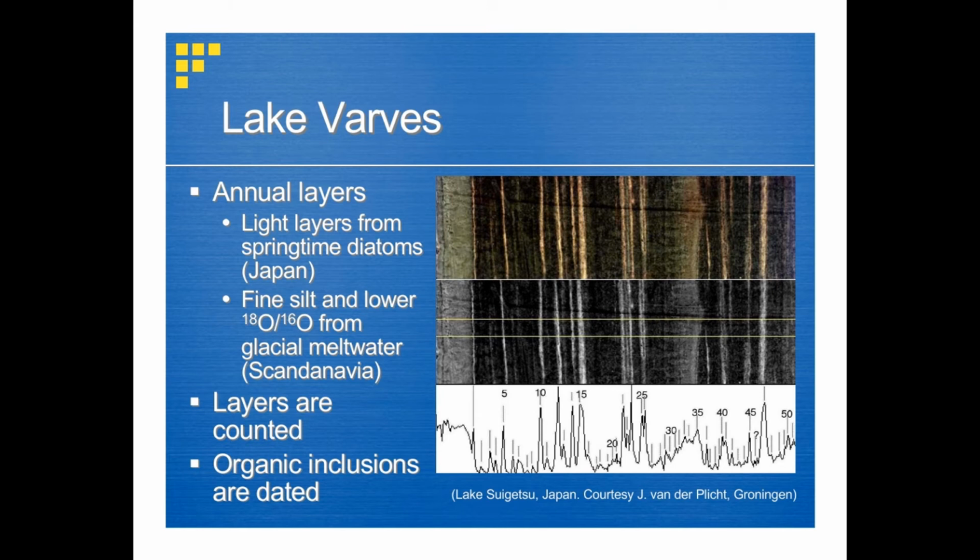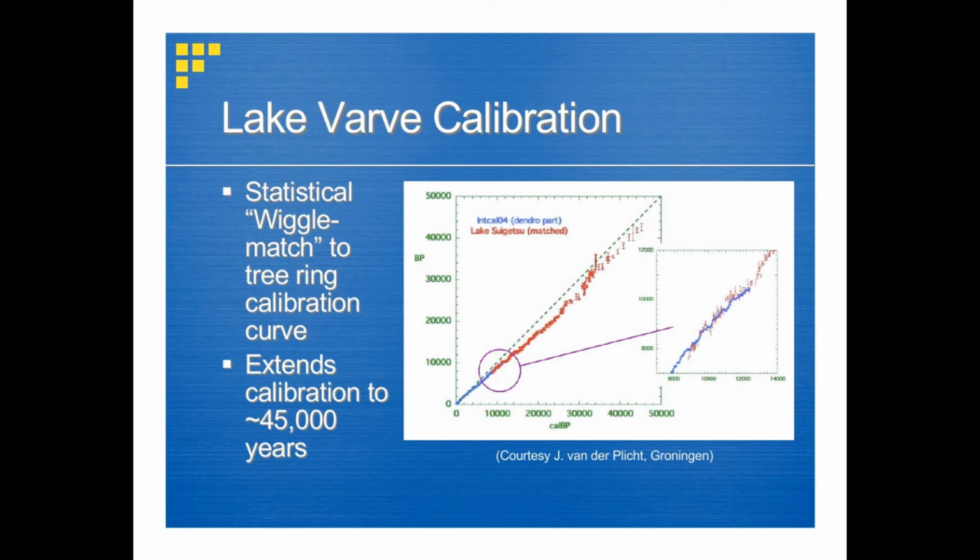Other lakes also show similar things. In Scandinavia, there are seasonal differences in the silt that's deposited. Now with the records from Lake Suigetsu, we can extend the tree ring record back to 45,000 years. So the lake varve record goes back here, and this shows how it matches up with the tree rings.